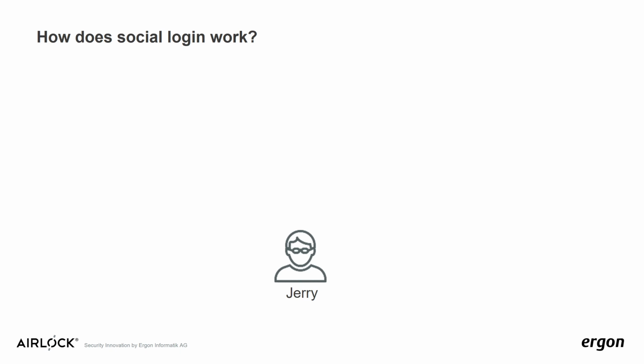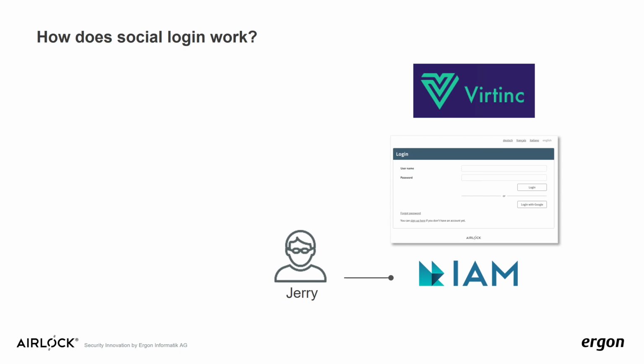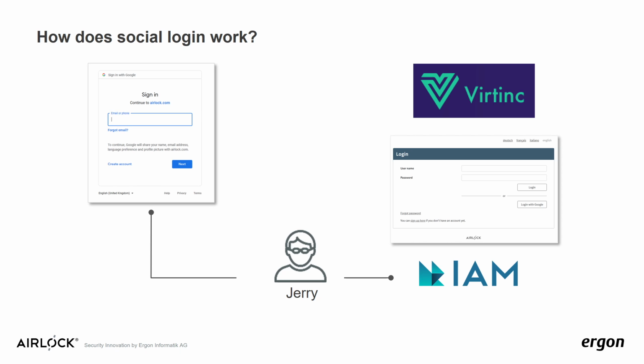Let's say Jerry wants to access the Verting service. In order to use the Verting service, Jerry needs an account on the Verting website to be able to use the platform. Since Verting uses the Airlock Secure Access Hub, Jerry has the following options.